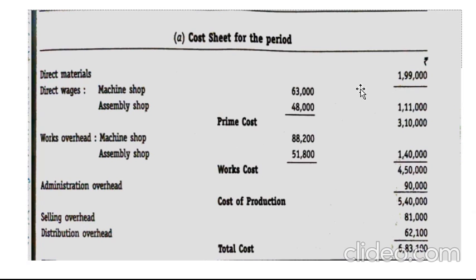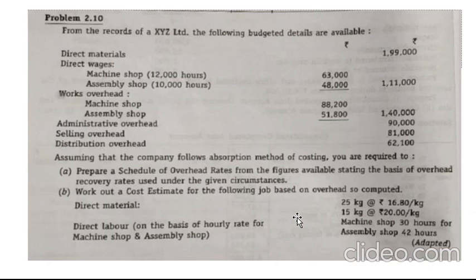So now we will prepare your estimated cost sheet based on the information which is given in the question. So here, assuming that the company follows absorption method of costing, you are required to prepare a schedule of overhead rates from the figures available, stating the basis of overhead recovery rates used under the given circumstances. And B, they've asked you to work out, telling they've given you direct material and direct labor. Based on these hours and based on these kgs, you will be considering in your problem.